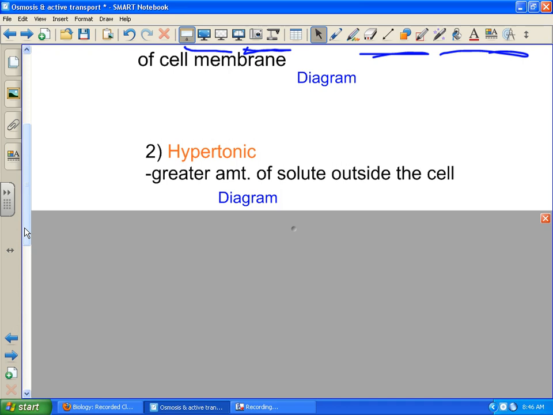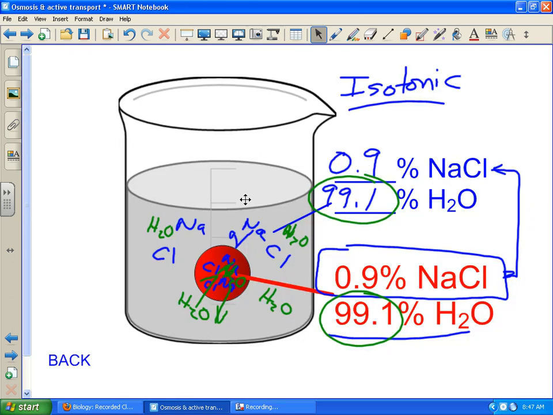Hypertonic, if we look at the definition of this one, hyper means greater. So you think of somebody who's really hyper, they have lots of energy, and that would kind of help you maybe remember what this means. We have a greater amount of solute outside the cell. We have a higher concentration of dissolved material outside the cell. Well, let's see why this is a problem.